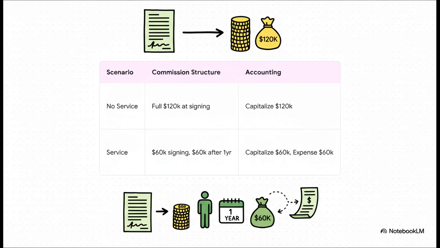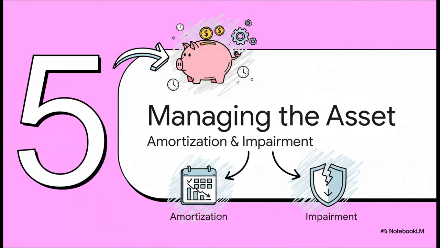But now look at the bottom scenario. Half the commission depends on them staying for a year. That second $60,000 isn't a cost to get the contract, it's a cost to keep the employee. So you capitalize the first $60K, but you have to expense the second $60K as compensation over that 1-year service period. Huge difference.